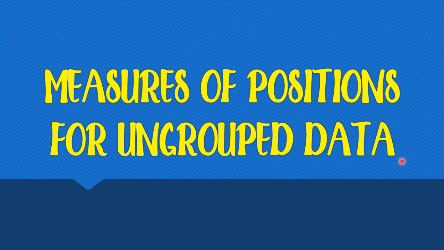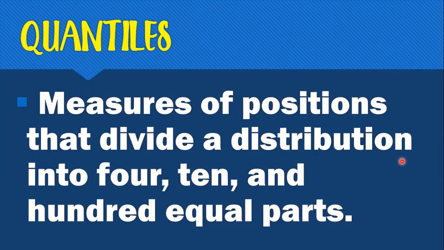Measures of positions for ungrouped data. When a set of data is arranged from lowest to highest, the distribution can be divided into 2, 4, 10, or 100 equal parts. The measures of positions that divide a distribution into 4, 10, and 100 equal parts are known as quantiles.